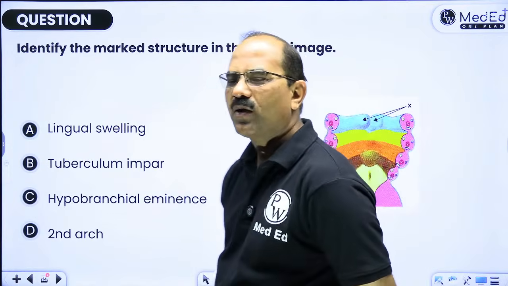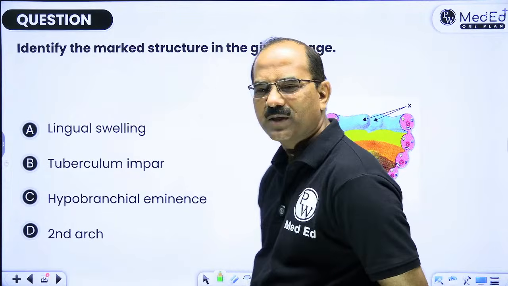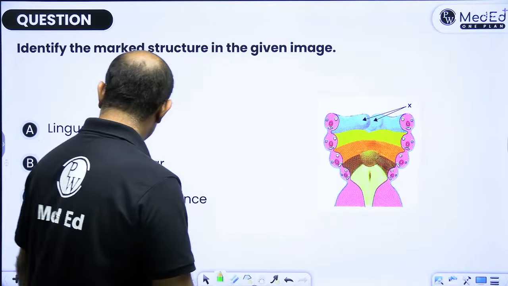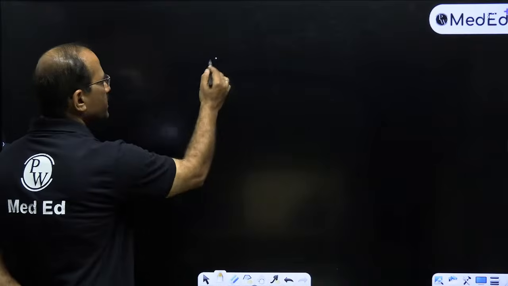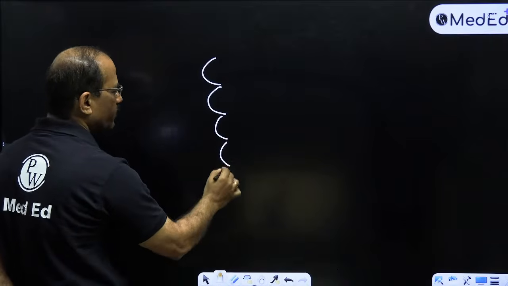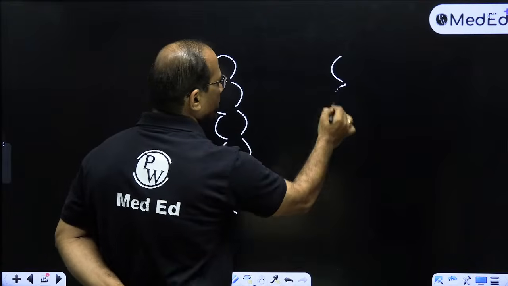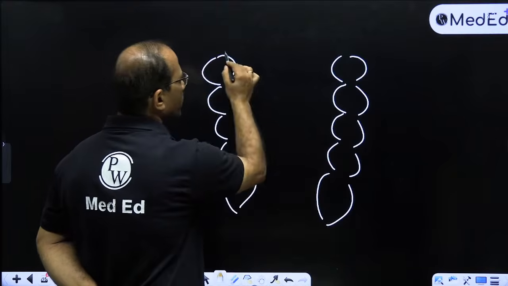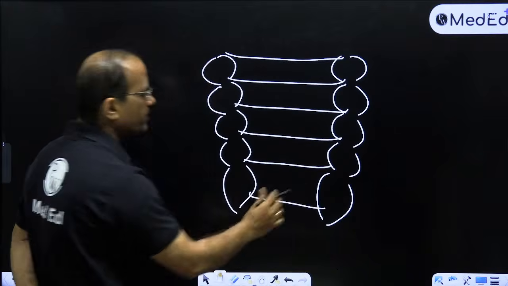So this is the development of the tongue. It's not the tuberculum impar. Okay, I'll tell you. Just one moment. Now look. This is the ectodermal cleft. These are the endodermal pouches. This is the ectodermal cleft. What is this now? First pharyngeal arch, second pharyngeal arch, third, fourth, and sixth pharyngeal arches.